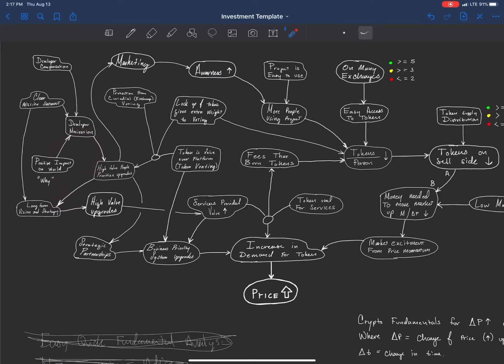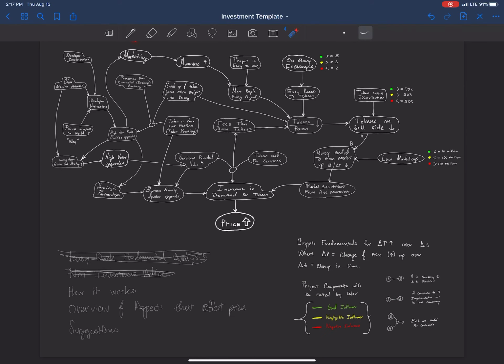You can see how these things go down the chain of effect. Having high value people leads to long-term strategy, which leads to high value upgrades. And this is very important because if you don't have high value upgrades, then you're becoming irrelevant. And then you could see the services provided increase, and we come back to ultimately price. So that's how it works.